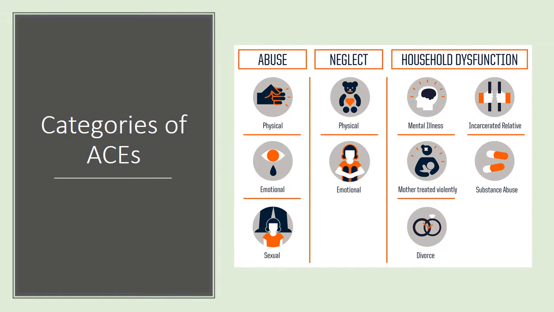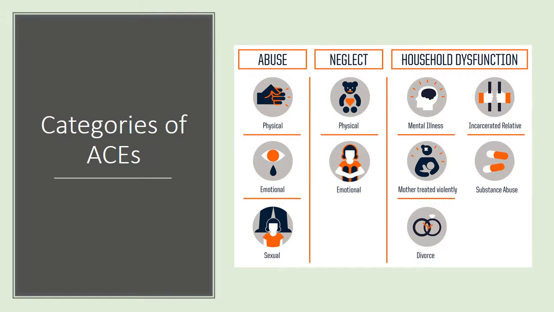Neglect: physical neglect is the child not having enough food to eat, not having clean clothes to wear to school, not having a clean living space. And then emotional neglect is the child not feeling that they're good enough, not feeling loved, things like that.